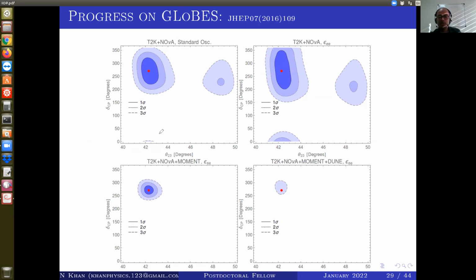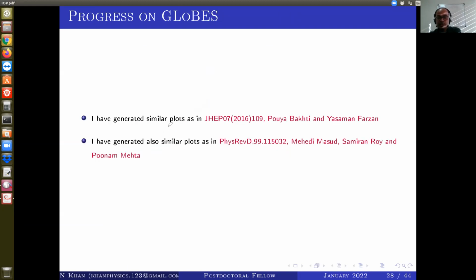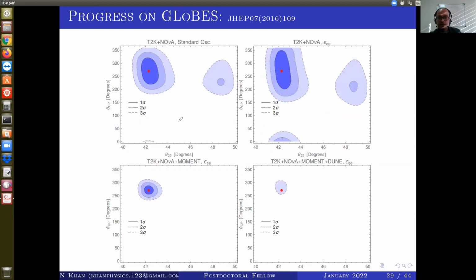This type of plot is there in the paper, and I have produced this one. You can see there are two different theta 23 values for a single delta CP. So there is a degeneracy kind of thing, if you choose these two experiments.